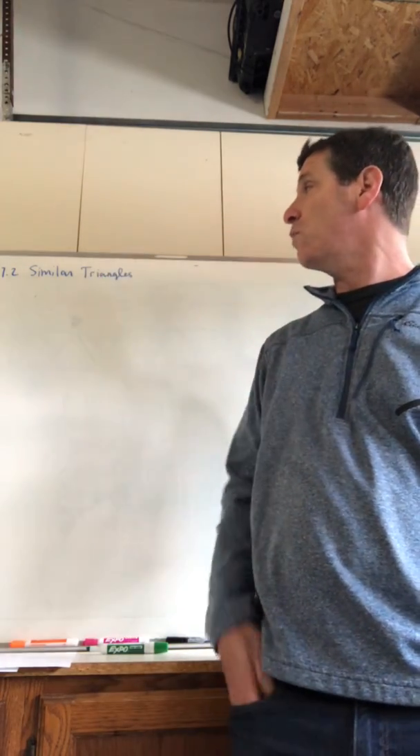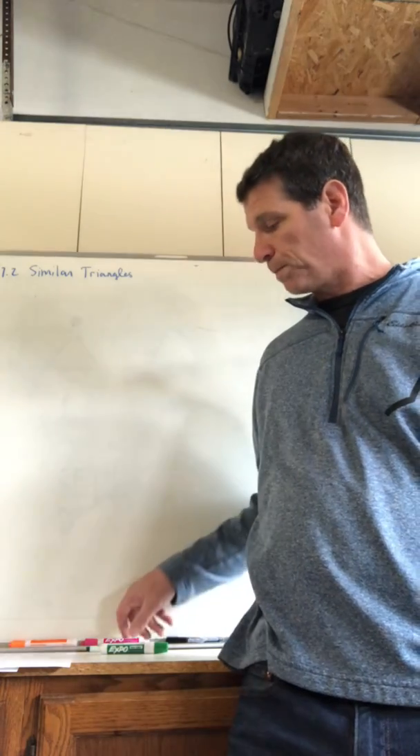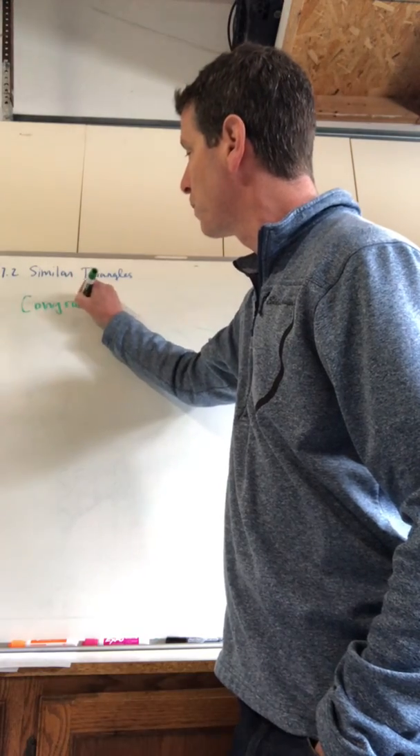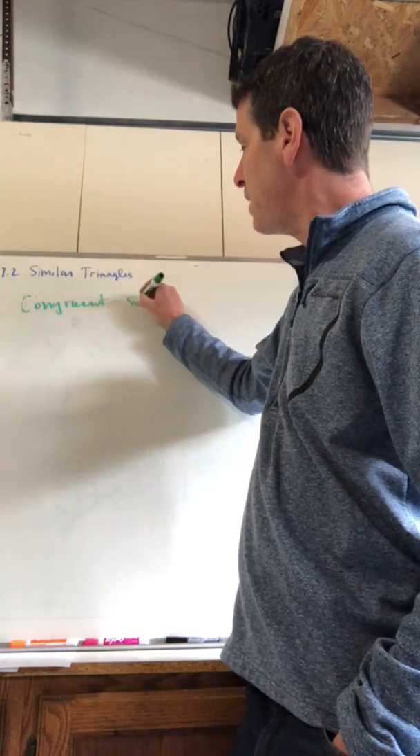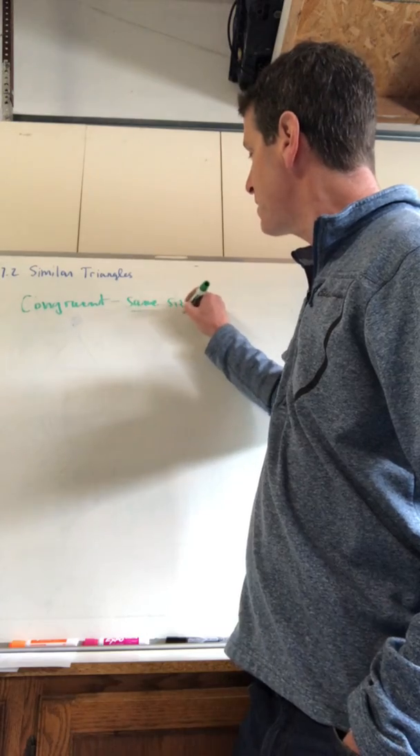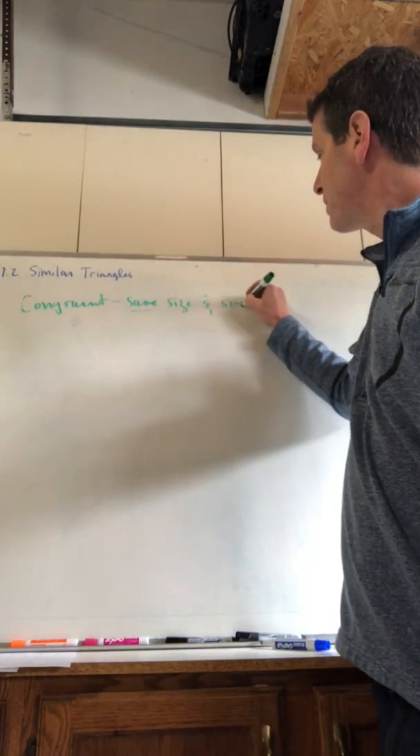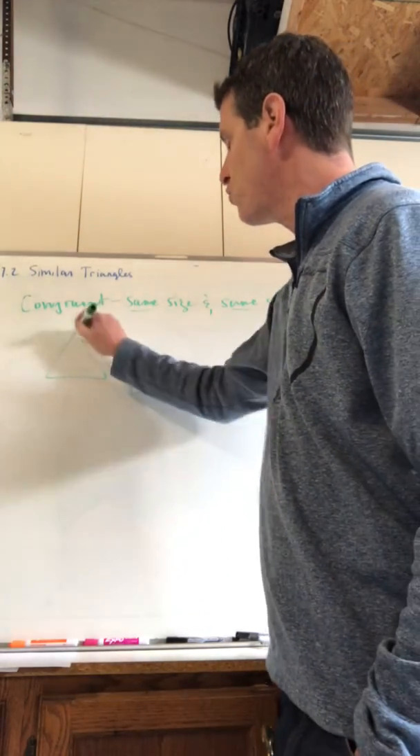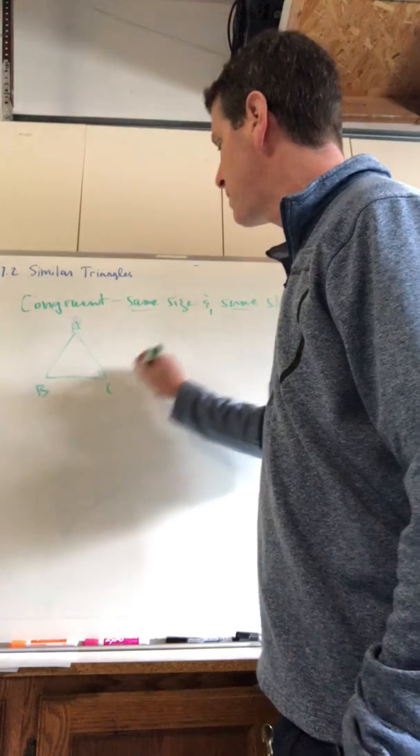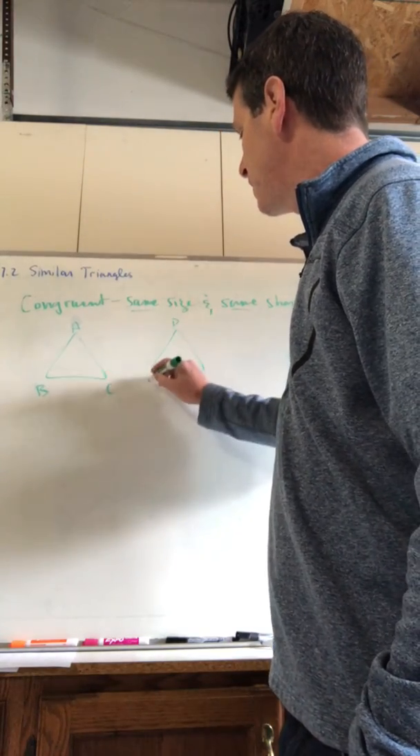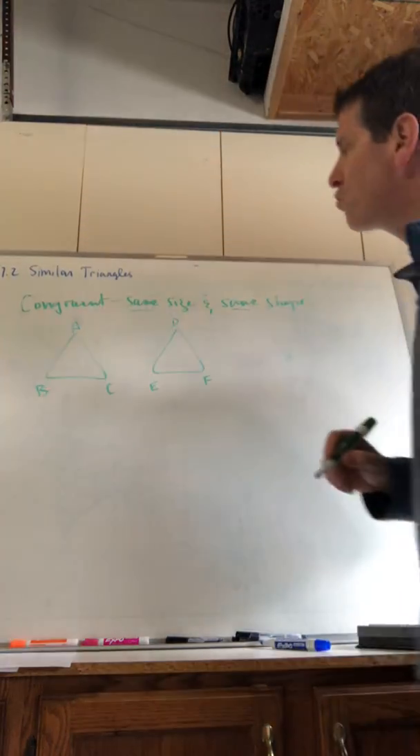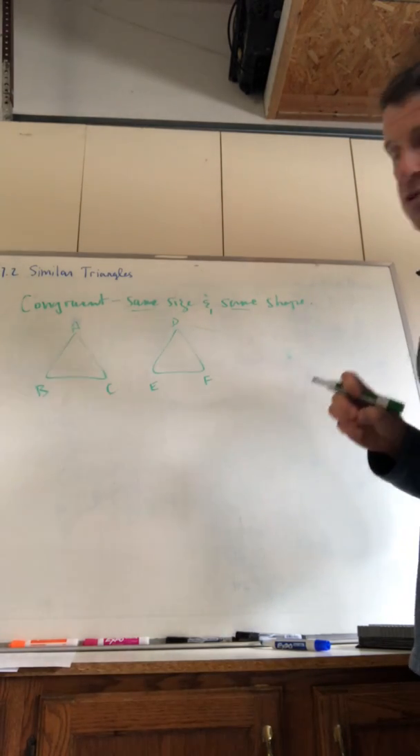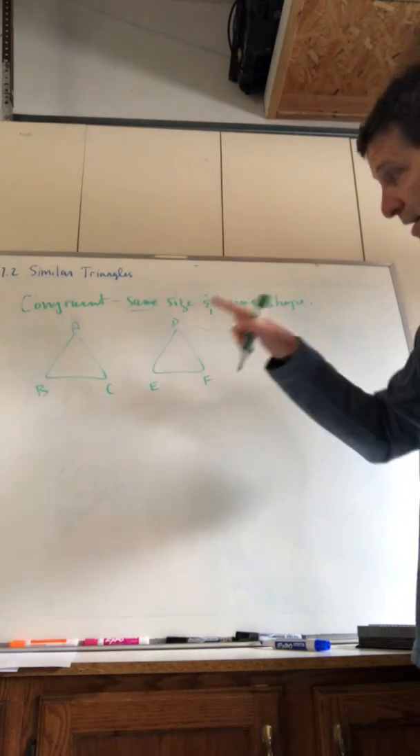As you can see here, we're going to start with similar triangles. So just a little bit of terminology. Congruent. Congruent means that an object is the same size and the same shape. So we have two triangles here, triangle ABC and triangle DEF. Now these two triangles are the same shape, and I don't mean that they're triangles because there's lots of different shapes of triangles. These two are the same shape.